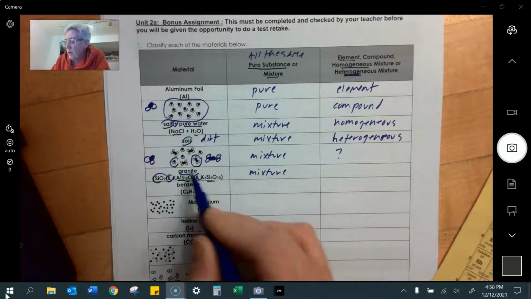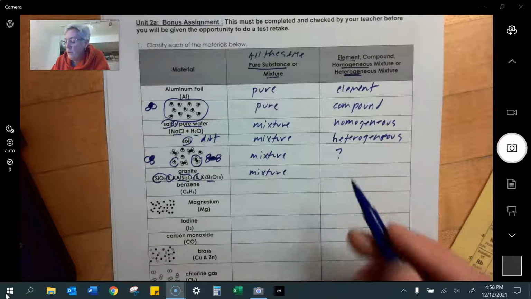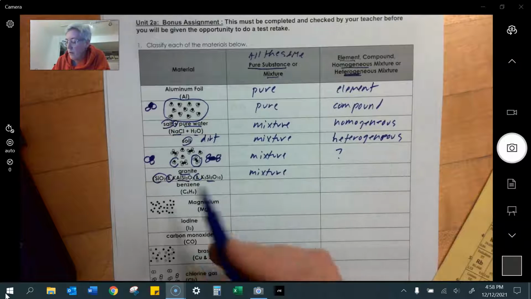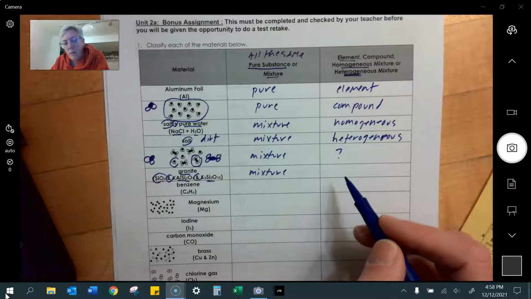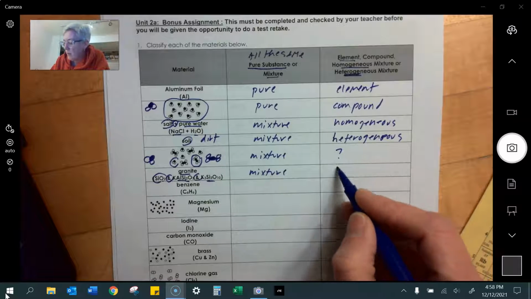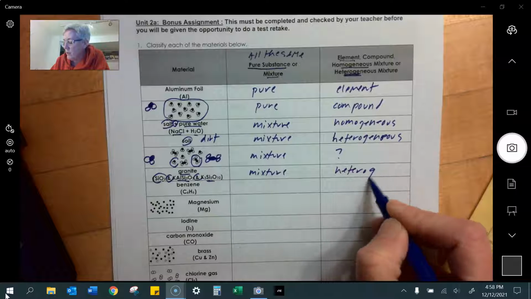All right, and the only way to know if it's homogeneous or heterogeneous is if you've seen granite. If you've looked at a piece of granite, you can actually see dark pieces, brown pieces, white pieces, etc. So I'm going to call that heterogeneous.